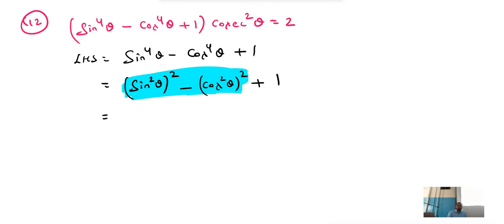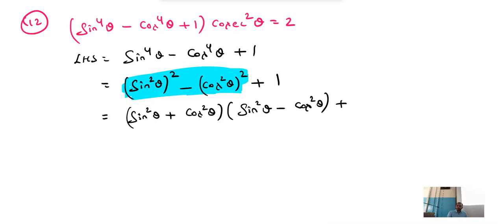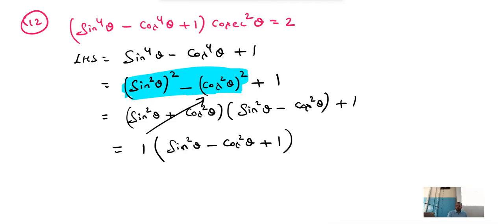A square minus B square. What is A square minus B square? A plus B into A minus B plus 1. We know that sin square theta plus cos square theta is 1. Correct? Into what is left out? Sin square theta minus cos square theta plus 1 is left out.